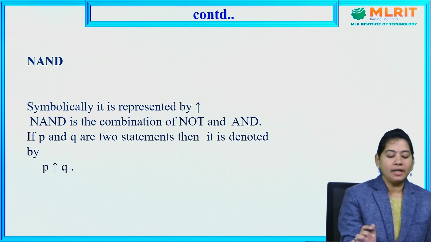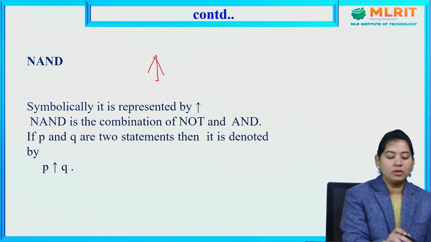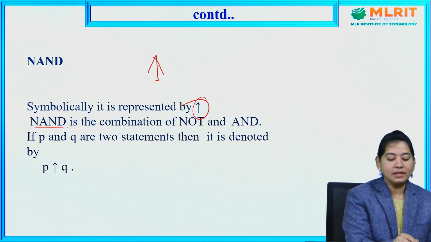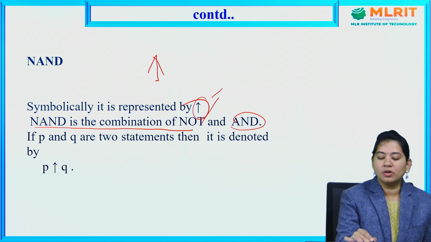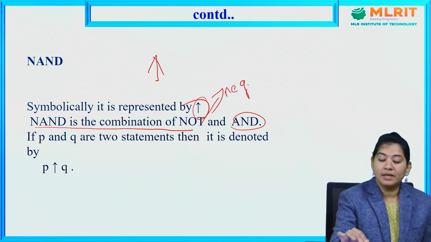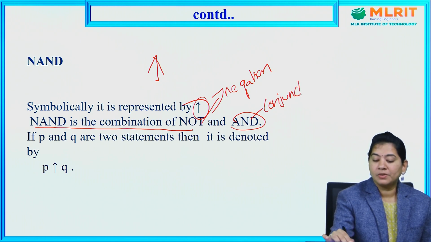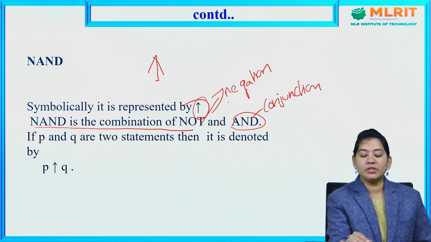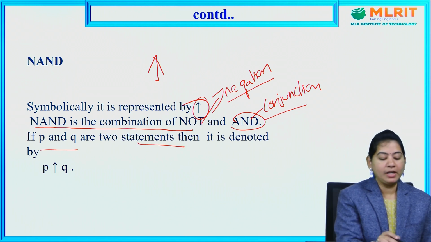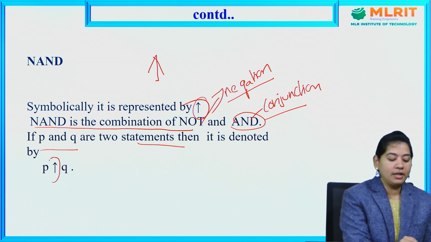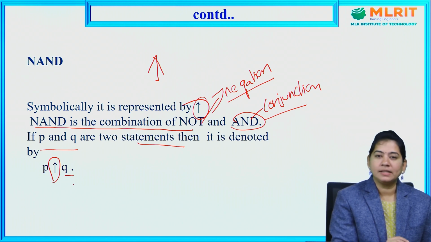Symbolically, we will represent NAND with an up arrow. NAND is a combination of NOT and AND. We already know that NOT is negation, and AND is conjunction. So this NAND we will get from the combination of negation and conjunction. If P and Q are two statements, then we denote this as P NAND Q, using the up arrow as the symbol. Let us see the truth table here.